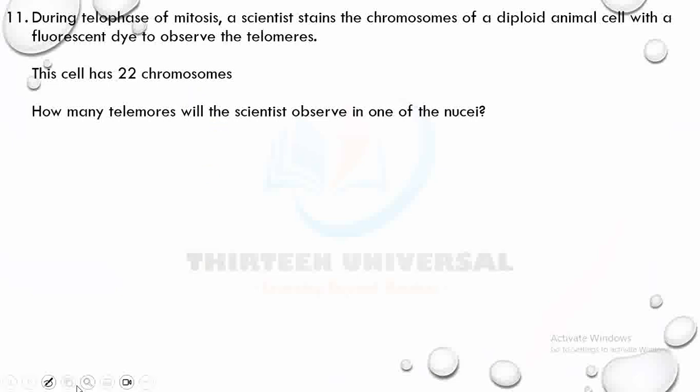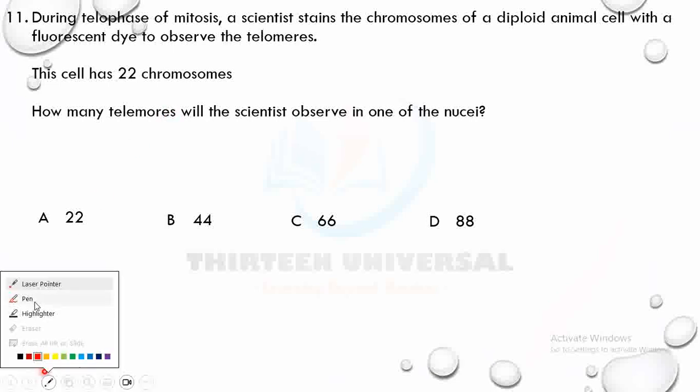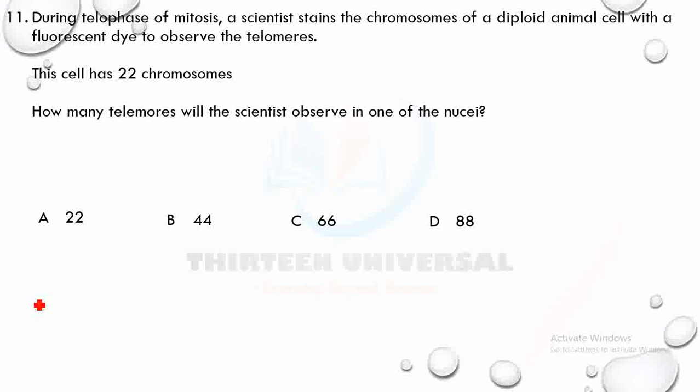During telophase, hope you are counting how many you have gotten. During telophase of mitosis, a scientist stains the chromosomes of a diploid animal cell with a fluorescent dye to observe the telomeres. This cell has 22 chromosomes. How many telomeres will the scientist observe in one of the nuclei? Don't forget, guys, you should pause this video and practice this question. Do not wait for me to tell you the answer.